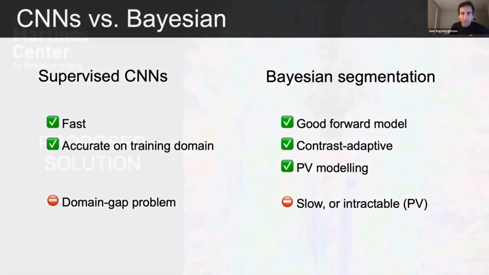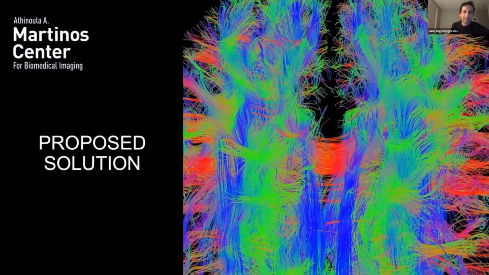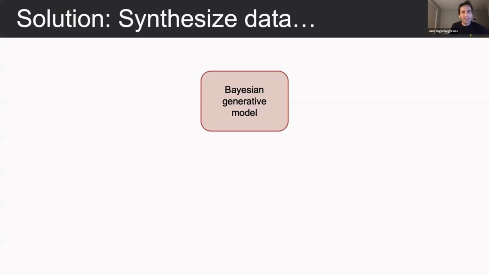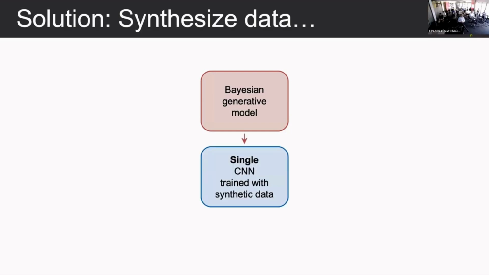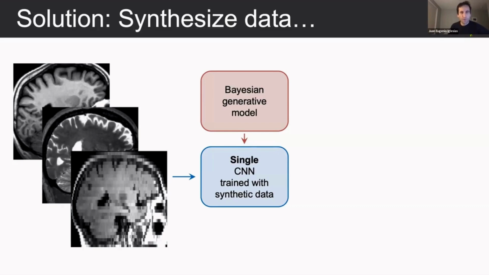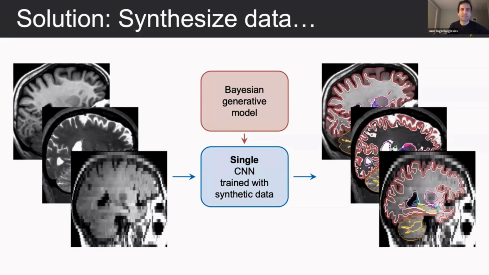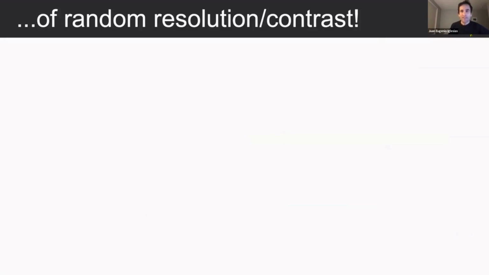So what are we going to do about it, right? You probably see where this is coming from already from the previous slide. But the idea is, well, can we use this generative model from Bayesian segmentation that has been so successful in brain imaging for 2 decades, maybe 1.5, and can we use it to train one CNN, just one, with synthetic data that will swallow anything we throw at it and give us 1 millimeter isotropic segmentations, right? And the answer is that you can actually do this with synthetic data, essentially by randomizing the resolution and the contrast.